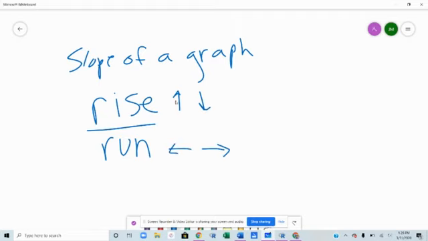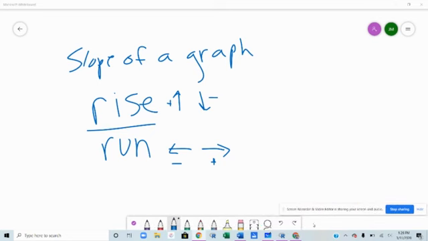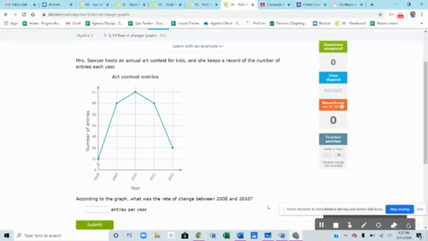Pay attention to your directions. If you rise up, that's a positive, or down is a negative. If you run left is negative, and if you run right is positive. So just pay attention to your numbers, and then pay attention as you're simplifying your fractions. If you've got two negatives or one negative, one positive, pay attention to those signs. Use a calculator to help you reduce if you need to.